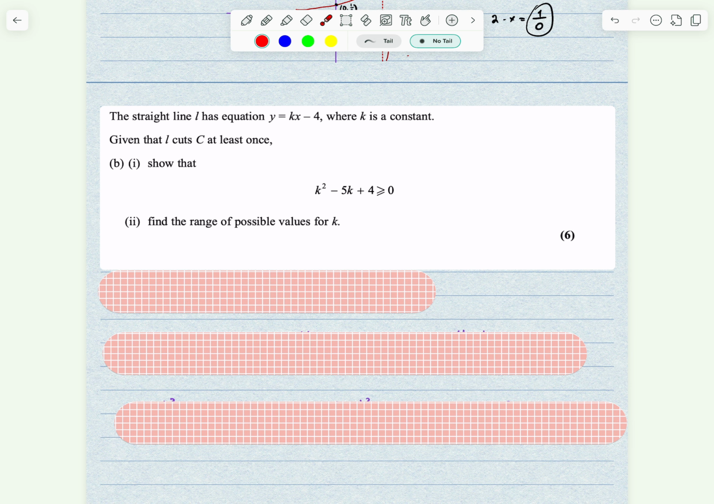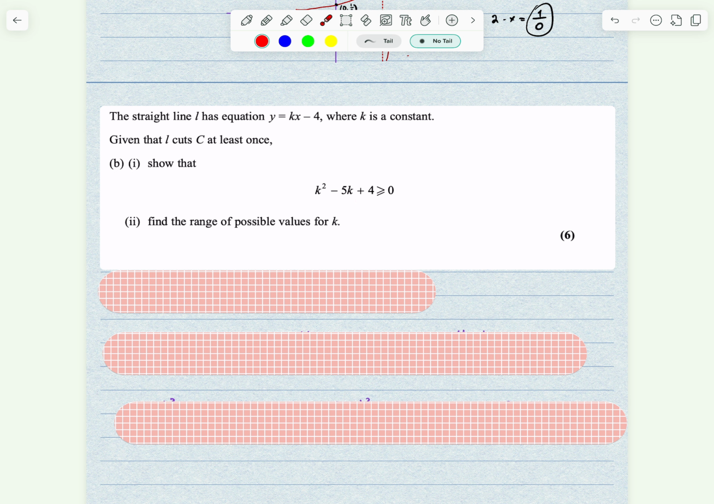And question number 6, part B. In the next part of this question, they say the straight line L has an equation y equals kx minus 4, where k is a constant, given that L cuts C at least once. Show that k squared minus 5k plus 4 is greater than or equal to 0. Find the range of possible values for k.